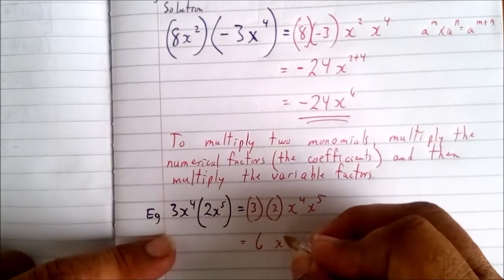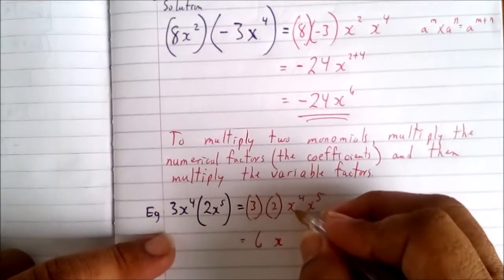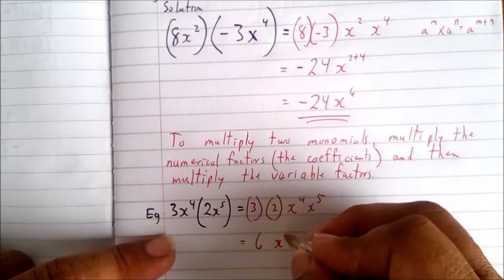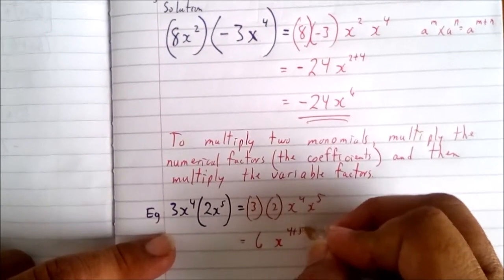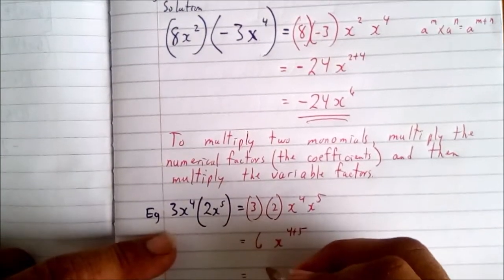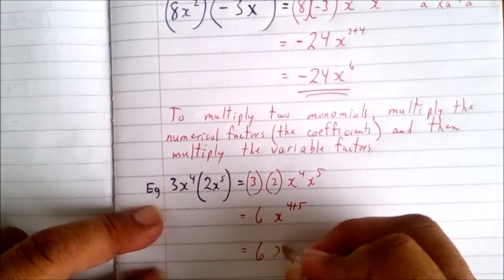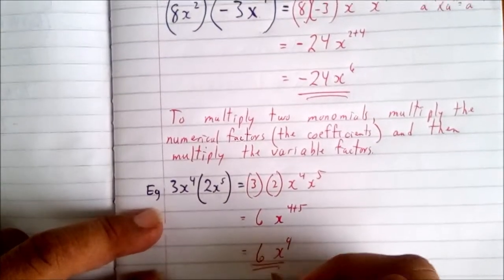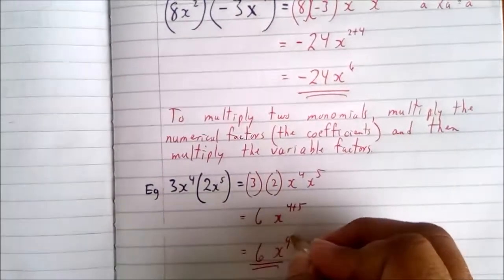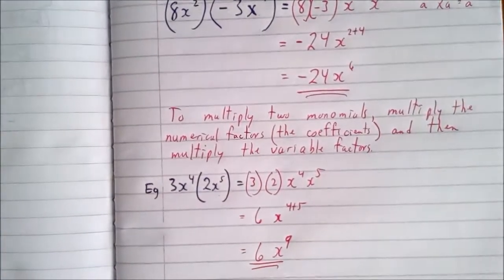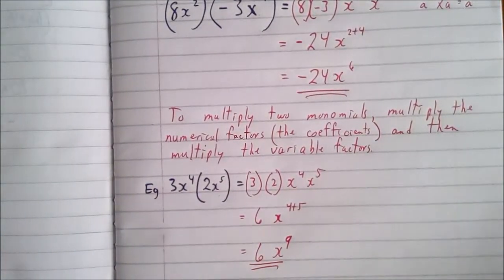Recall the law of indices that says if we are multiplying two bases of the same kind, we keep the base and simply add their powers. This now gives us 6x to the 9, and that is our solution. Let me do that 9 better, and that's our solution. Not many steps need to be shown when you're multiplying monomials.